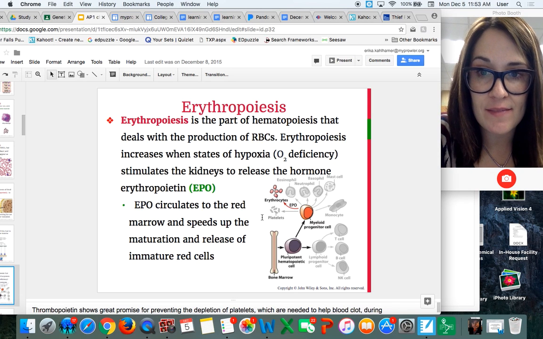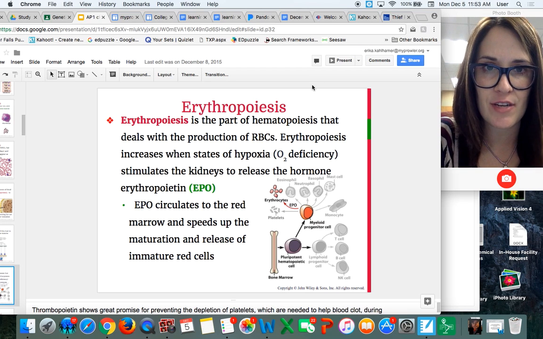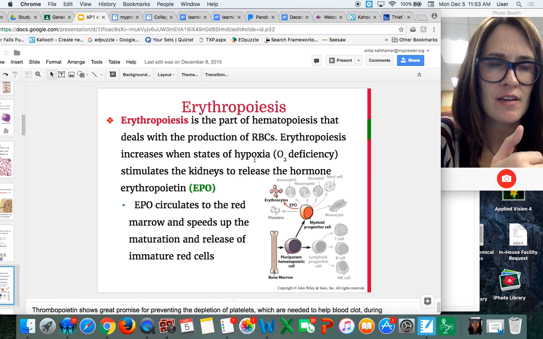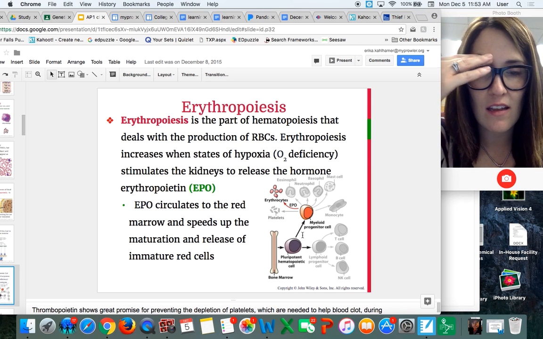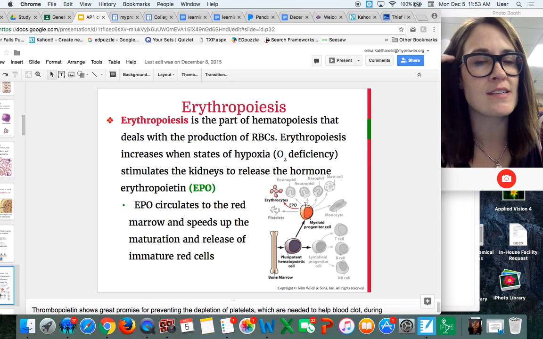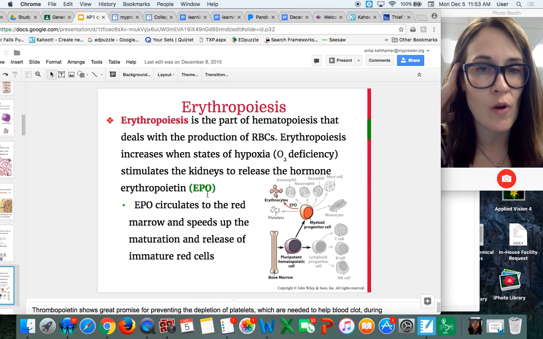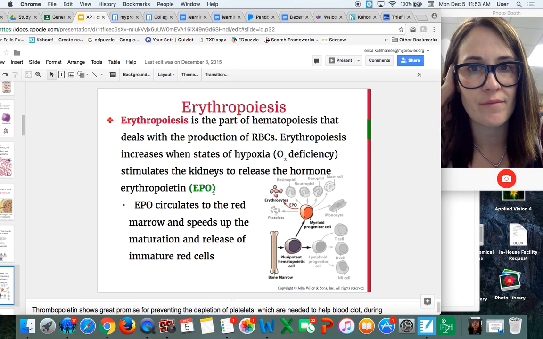What happens is when your body is deficient in oxygen, it's called hypoxia, okay? You don't have enough oxygen. The kidneys eventually are going to know that your body's lacking oxygen, and they're going to release a hormone. The name of that hormone is EPO, or erythropoietin.